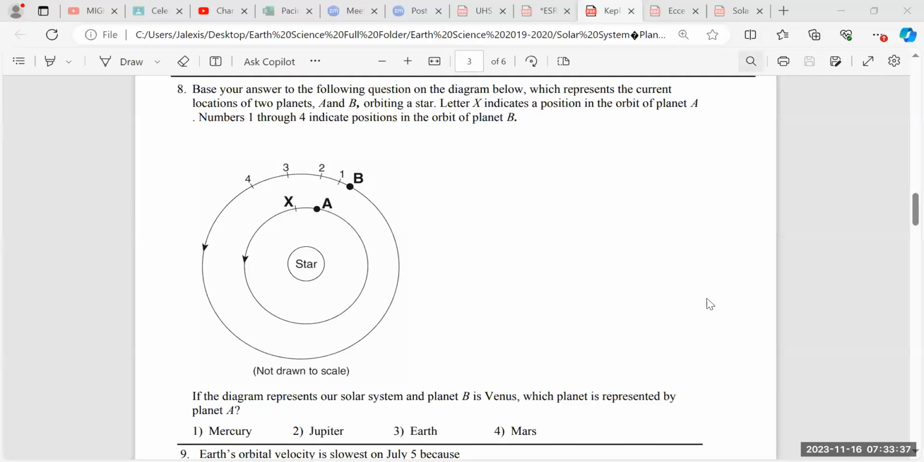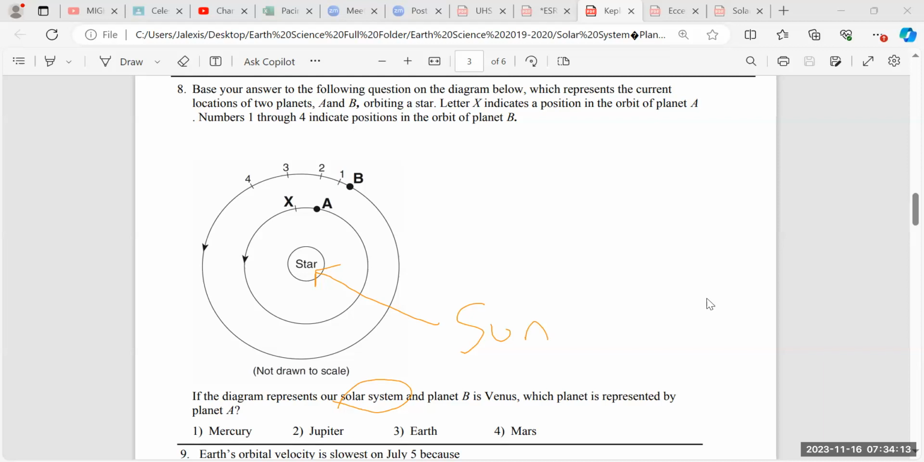All right, number 8. Number 8 says, base your answers to the following questions on the diagram below, which represents the current locations of 2 planets, A and B, orbiting a star. Letter X indicates the position of the orbit of planet A. Numbers 1 through 4 indicate positions in the orbit of planet B. The question says, if the diagram represents our solar system, what is the name of this star, everybody? It is the sun, because it represents our solar system.